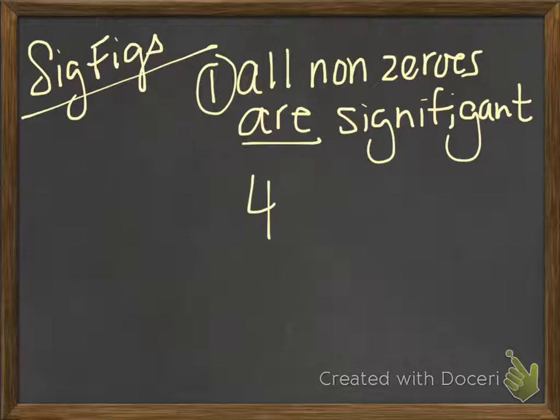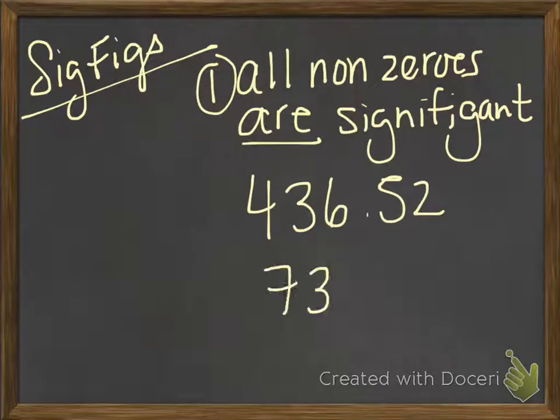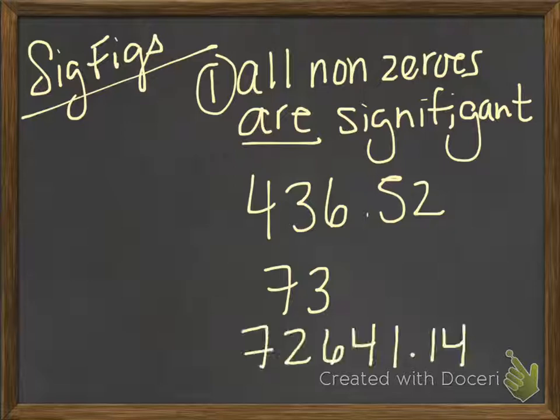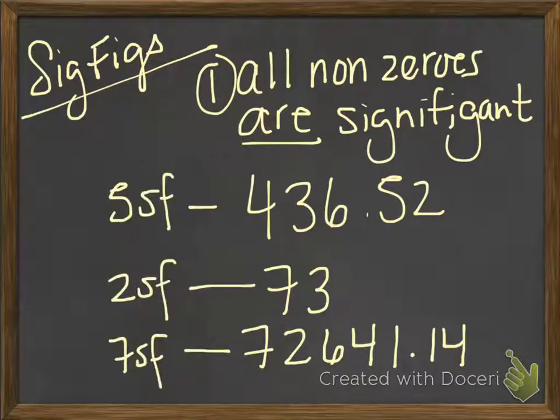So the number 436.52 has got 5 sig figs. The number 73, 2 sig figs. 72,641.14, 7 sig figs. Not a zero, it's significant, guaranteed. Okay, well that seems pretty easy. I don't see what's so hard about this. We said all non-zeros are significant.